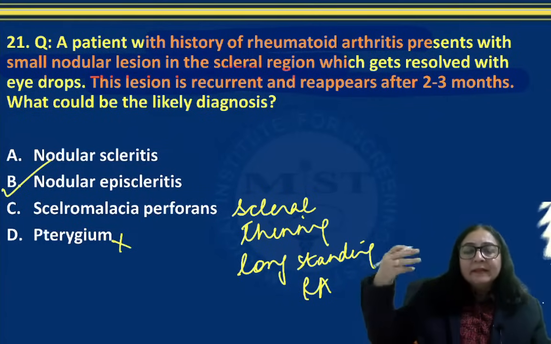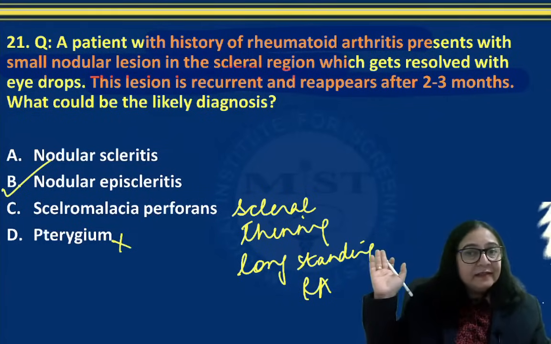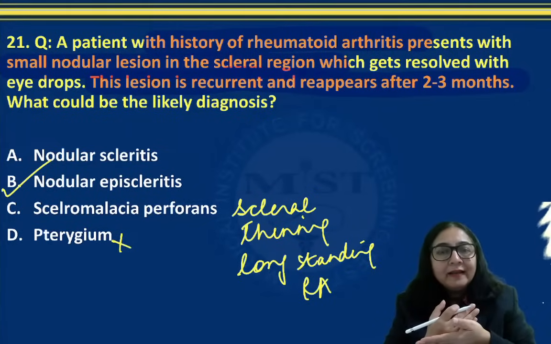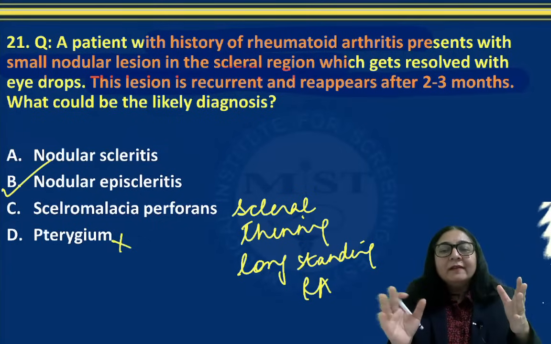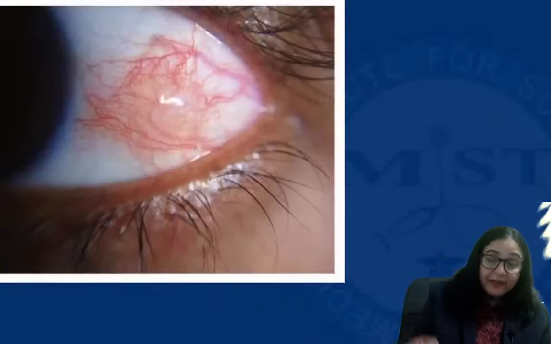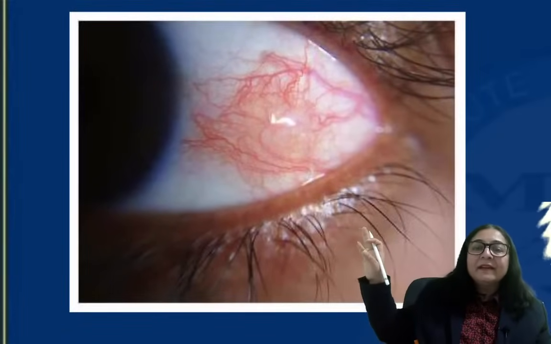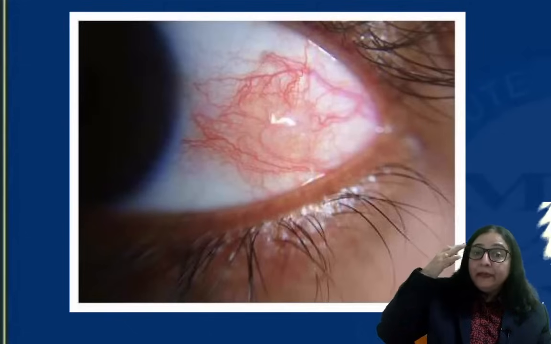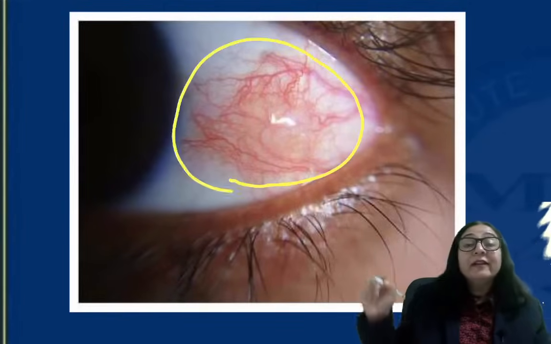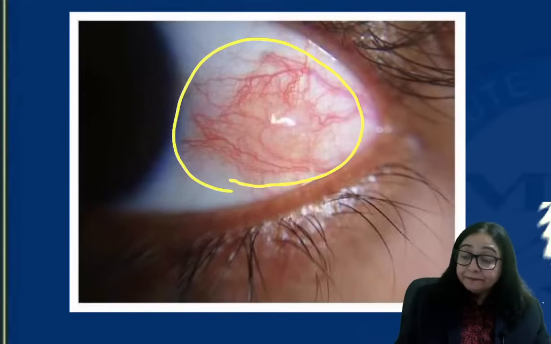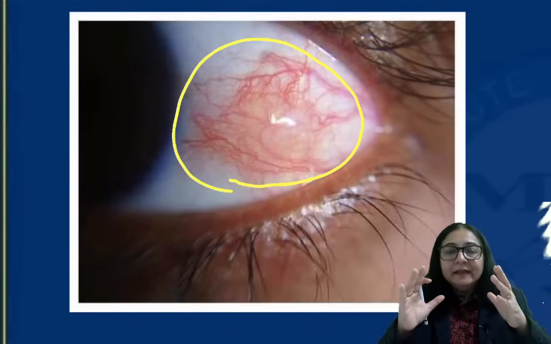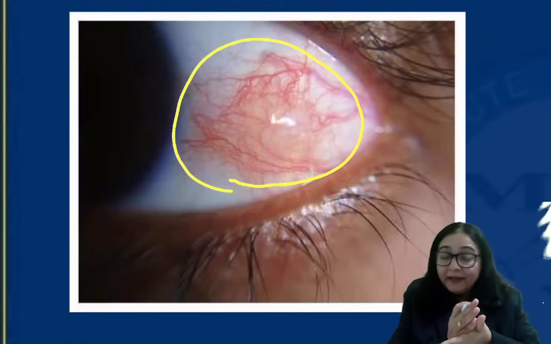Episcleritis is recurrent in nature, especially in the setting of rheumatoid arthritis. You give anti-inflammatory agents like non-steroidal anti-inflammatory drugs, it resolves, but then it recurs again. So it is episodic, and this is how it looks. Episcleritis can be diffuse or nodular. Here we are talking about a nodular lesion involving only the superficial area, the episclera. If it is scleritis, it will be deep red, very symptomatic, and very painful.